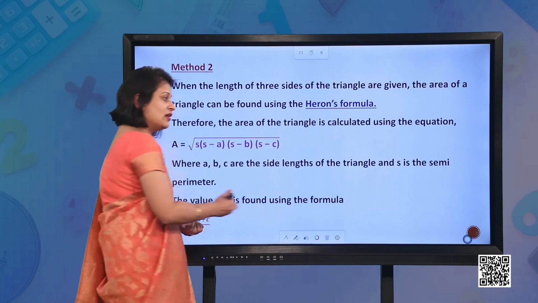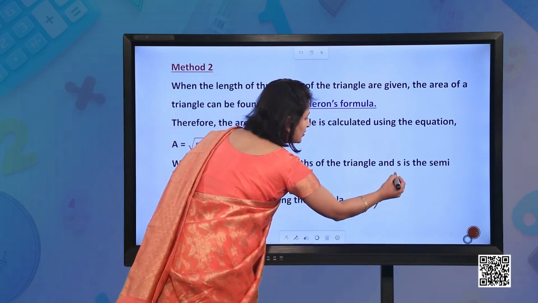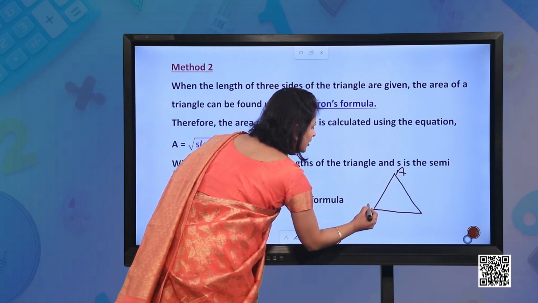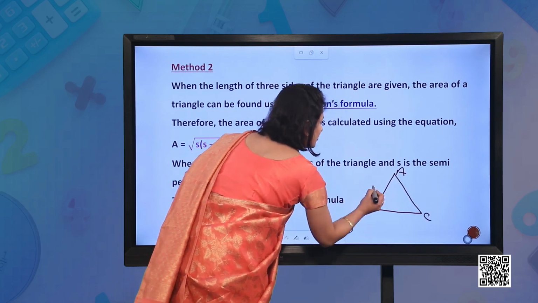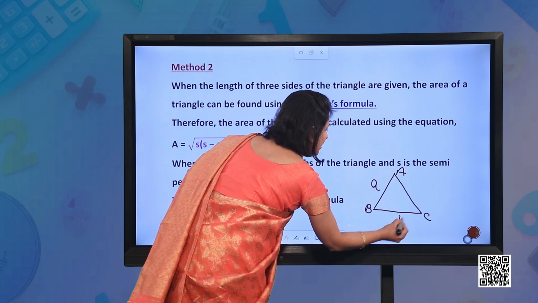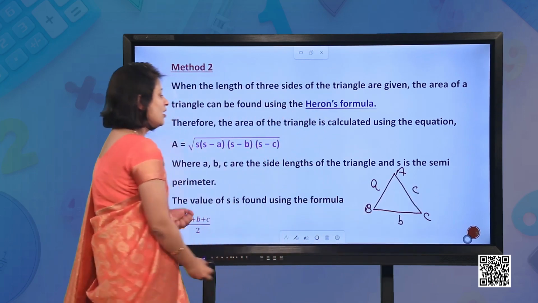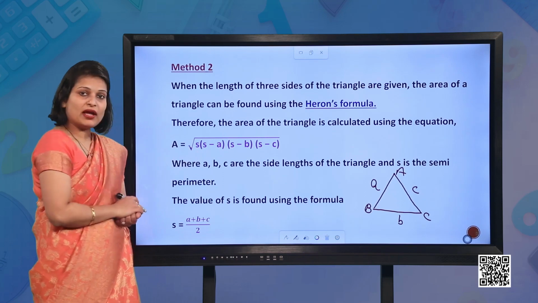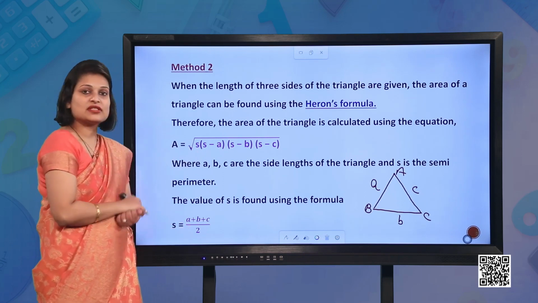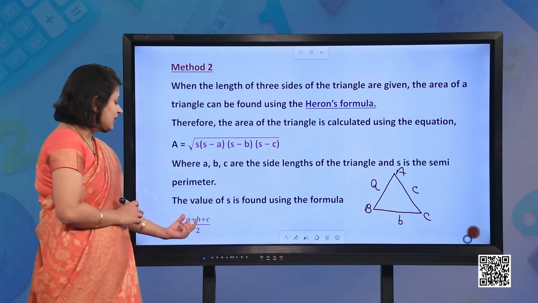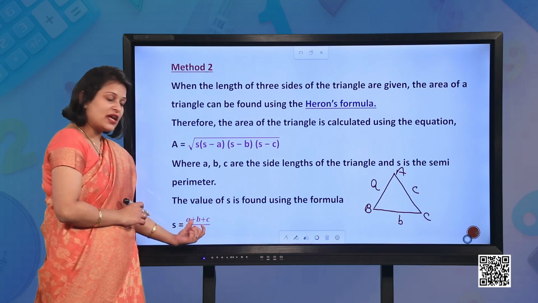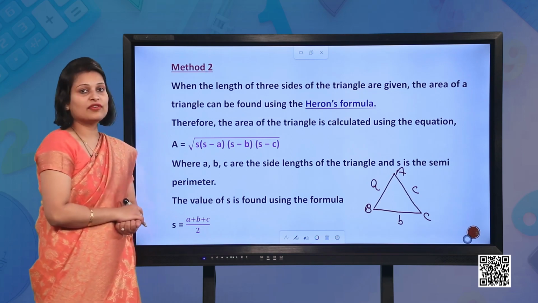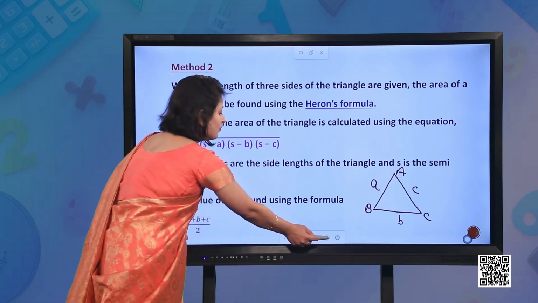Again we have to consider a triangle whose side lengths are given. Suppose this is A, this is B and this is C. So you can easily calculate the area by using Heron's formula. First you have to find S, the semi-perimeter, which means you add the lengths of the sides and divide by 2, and you will get S. Simply substitute the values, and you will get the area of the triangle.